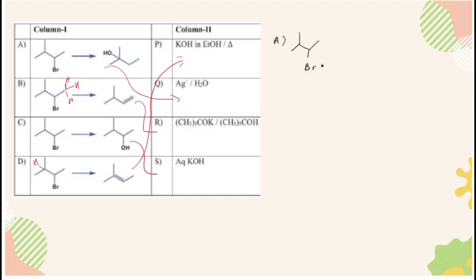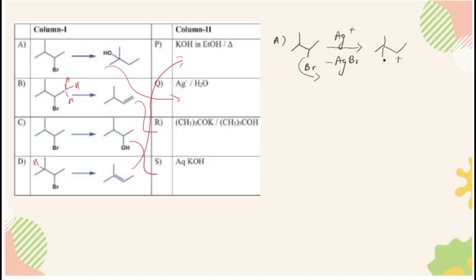Now let's see how these reactions are taking place with respect to the reagents used here. Especially for the first reaction, I'm going to explain in detail. So when the alkyl halide is treated with the Ag plus ion, what happens? The bromine will leave as bromide. So AgBr will be the byproduct and you are going to get a secondary carbocation.